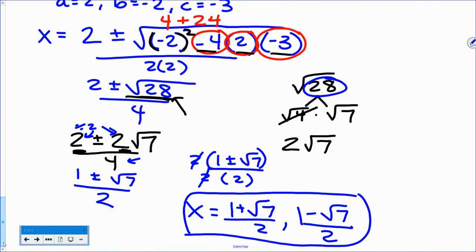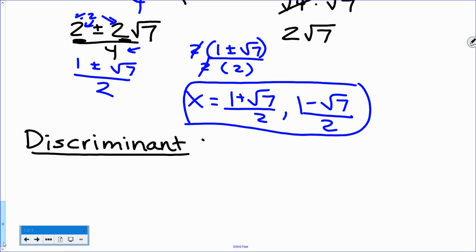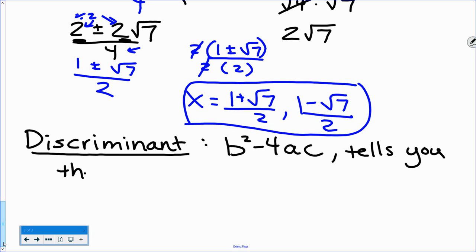One other part I want to talk about here is a term called the discriminant. All right, this is a special part of your quadratic formula. It is just the part under the square root, so that b squared minus 4ac part. All right, and it is going to tell you the number of solutions.